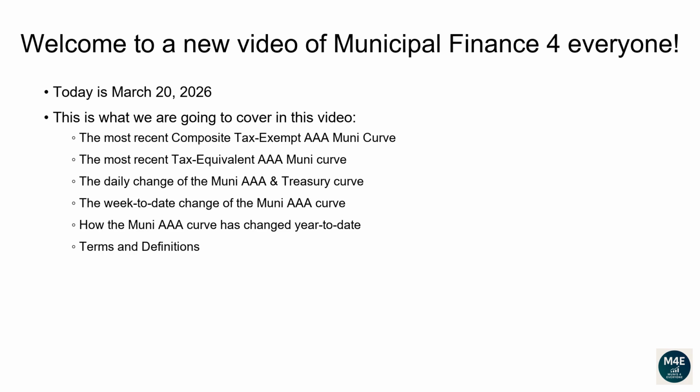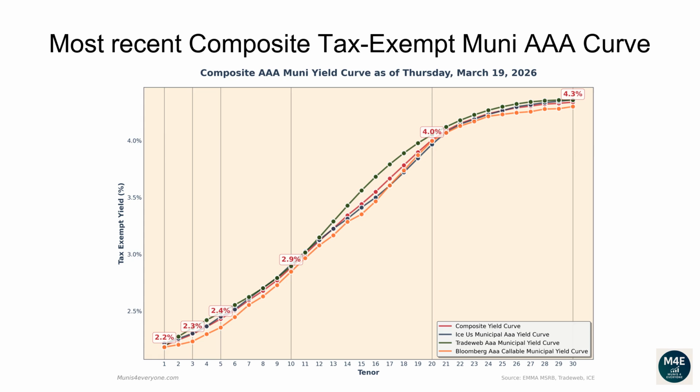Terms and definitions. Let's go over the most recent composite tax-exempt Muni AAA curve. The following composite tax-exempt yield curve is based off the most recent ICE, TradeWeb, Bloomberg yield curves that are available on the MSRB website, plus some proprietary extra adjustments, as of March 19, 2026.